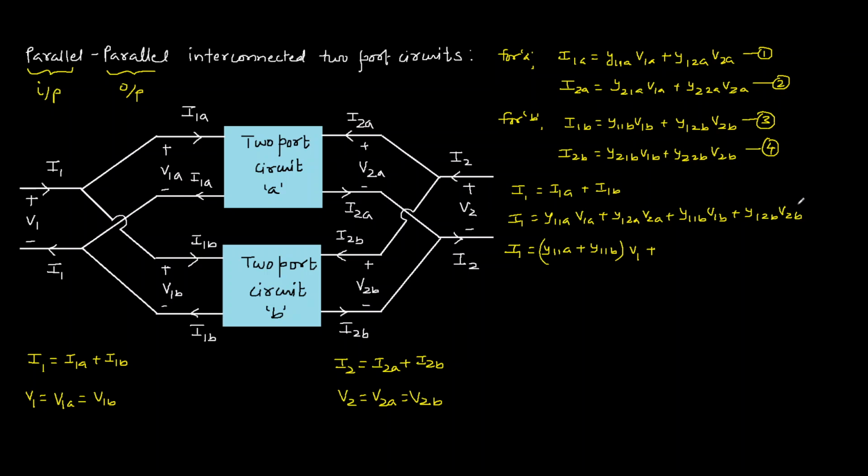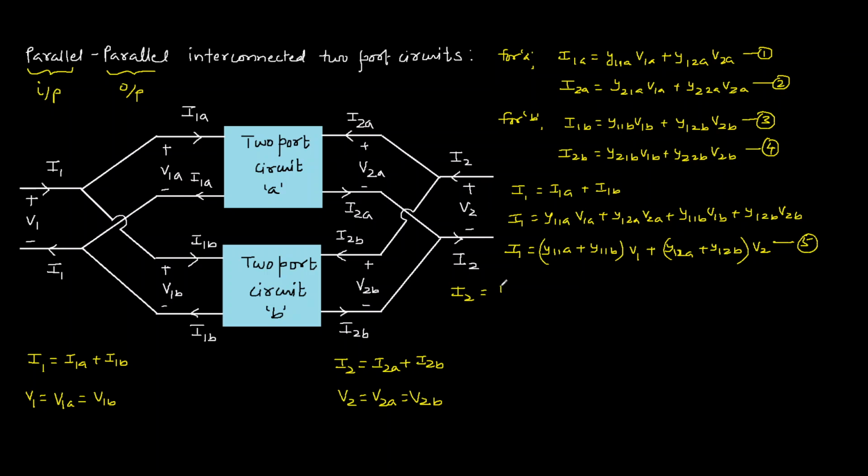And V2A and V2B both are equal to V2. So we can write Y12A plus Y12B into V2. This is equation 5.